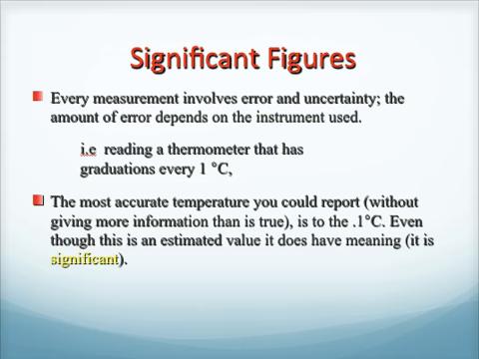When you read a thermometer, the thermometer reading has a graduation for every 1 degree Celsius. So the most accurate temperature you can report without giving more information than is actually true is to the nearest tenth of a degree Celsius. That digit, the tenth of a degree Celsius, is significant.